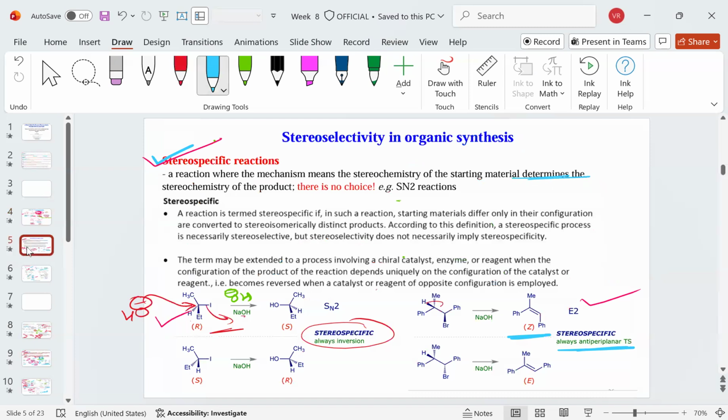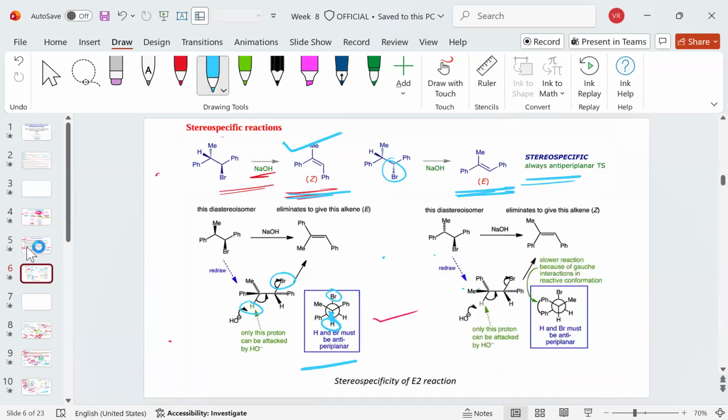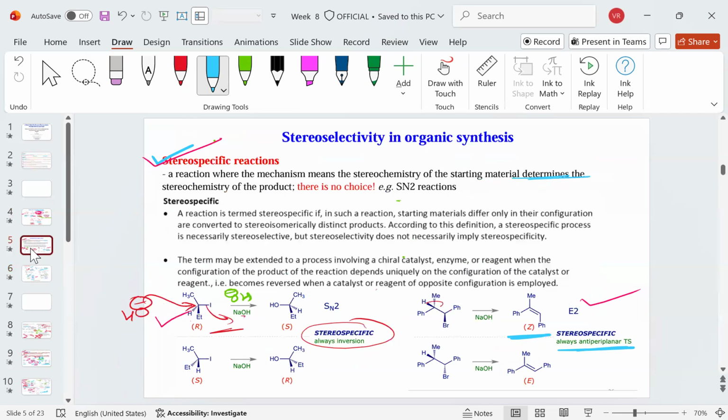In this regard, we have seen the stereospecific reaction and some examples of it in the last video, so I will just quickly revise this. A stereospecific reaction is a reaction which gives only one particular product. You can remember the example of the SN2 reaction. In the SN2 reaction, we get 100% inversion in the product.